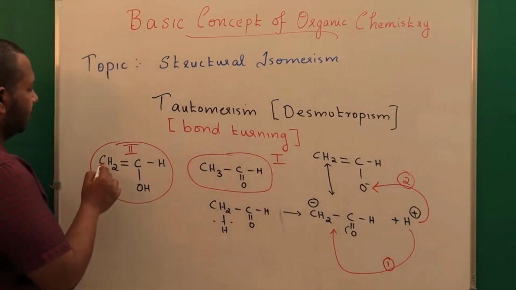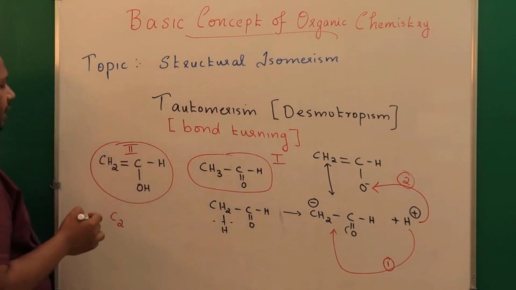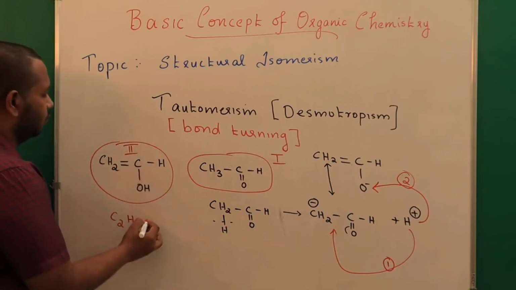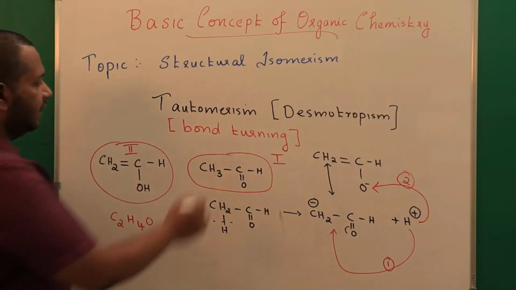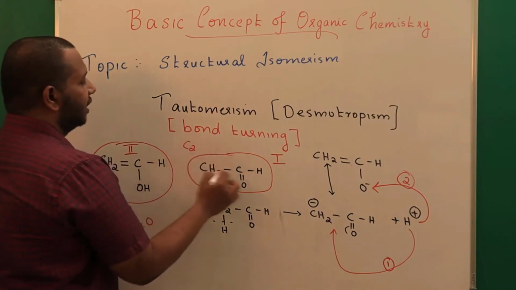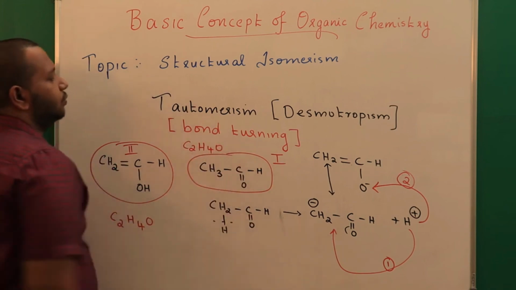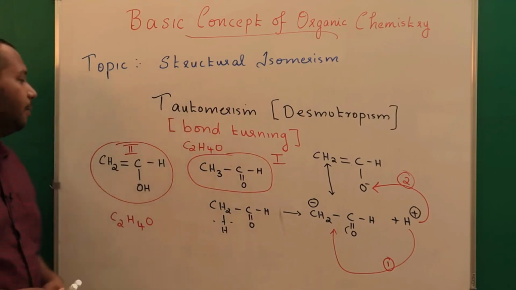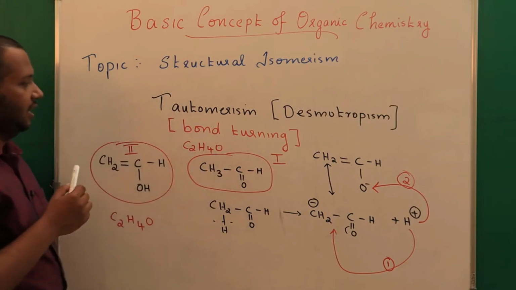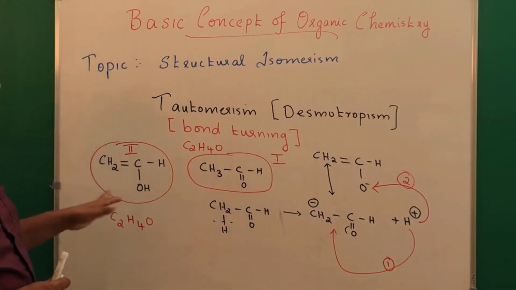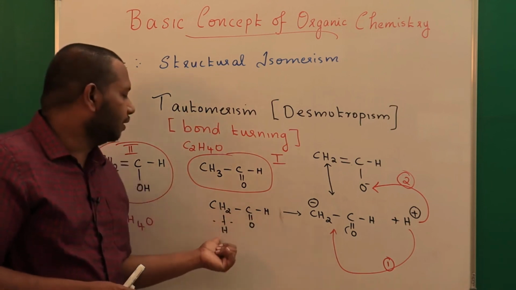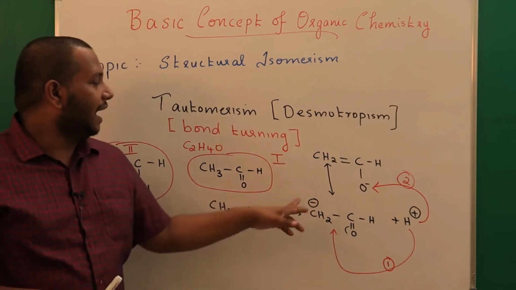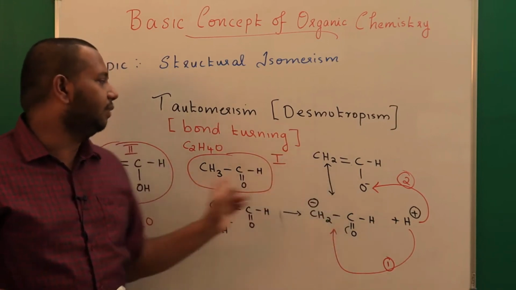If you see here, the number of carbon atoms: 1, 2, so C2. And hydrogen atoms: 2 plus 1, 3, plus 1, 4. So 4 hydrogen atoms, and 1 oxygen atom, so C2H4O. And here also 2 carbon atoms, C2, 4 hydrogen atoms, and 1 oxygen atom, C2H4O. Now if you look at these two structures, both have the same molecular formula, but different structures. Now you might have understood why these two structures came up: because of the presence of alpha hydrogen or acidic hydrogen, which is moving out and giving you a resonating structure that gives you two structures.